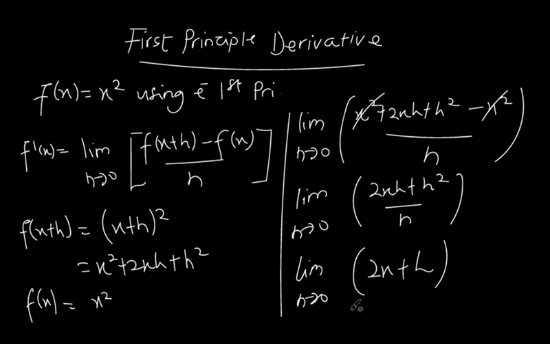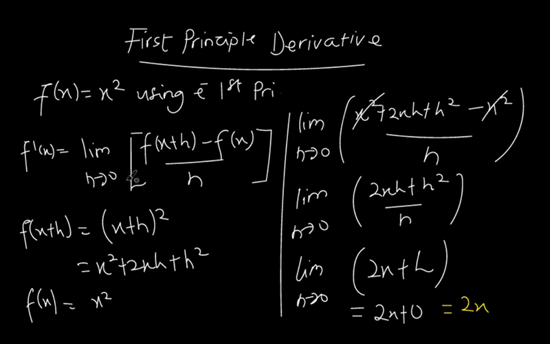Or the limit to go. So over here it will be equal to 2x plus, the h will now become 0. So our final answer for this particular example is equal to 2x, which means if we differentiate the function x squared, we are going to get 2x as our answer.